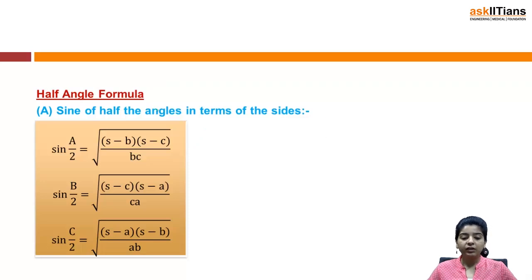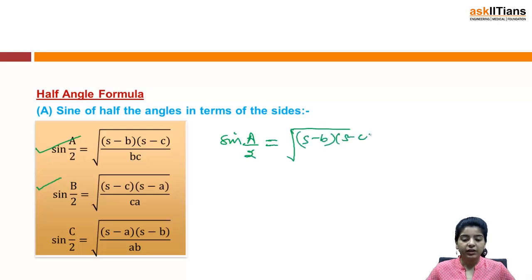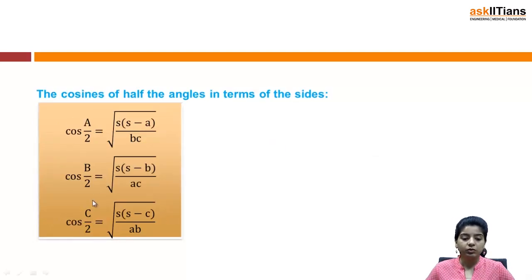Okay, so now we have the half angle formulae. Sine of half the angles in terms of their sides are given by the following formulae: sin A by 2 is under root of (s minus b)(s minus c) by bc, sin B by 2 is under root (s minus c)(s minus a) by ac, sin C by 2 is under root (s minus a)(s minus b) by ab. An easy method to learn these: for sin A by 2, when you have angle A, you will not have the side corresponding to this angle, that is, we will have (s minus b)(s minus c) by bc, and similarly you can learn the other two formulae also.